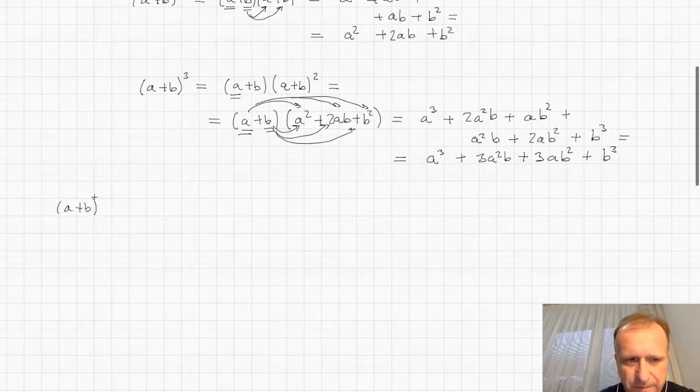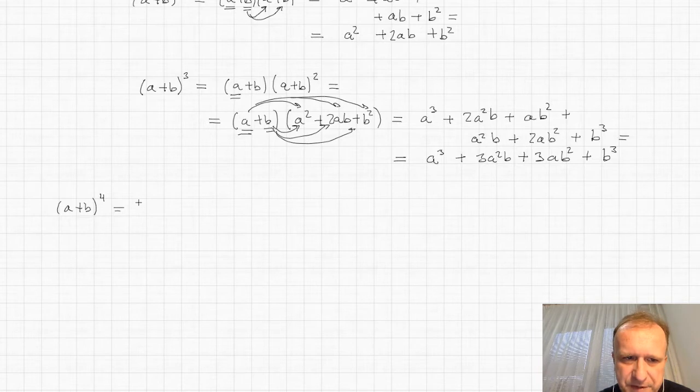Okay, now let me see what happens if I want to calculate a plus b to the power of 4. I can do it very similarly, and why do I do it? I want us to see an emerging pattern. There is a pattern that we have to try to see, to have an insight into it, and to develop it we need to repeat it a little bit. Okay, so a plus b to the power of 4.